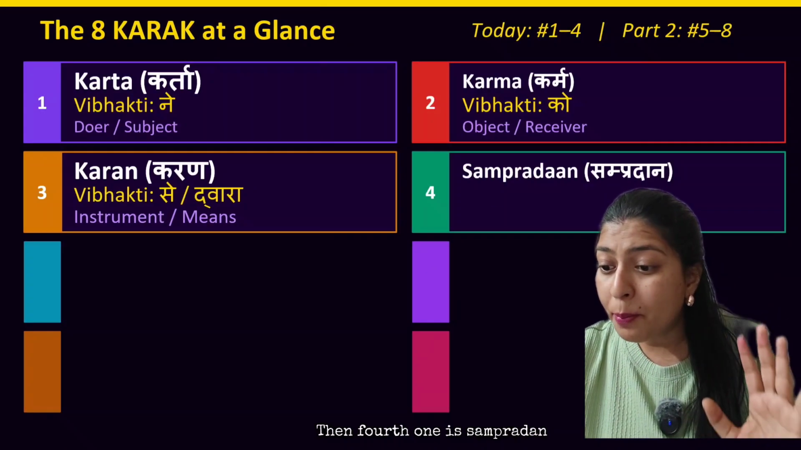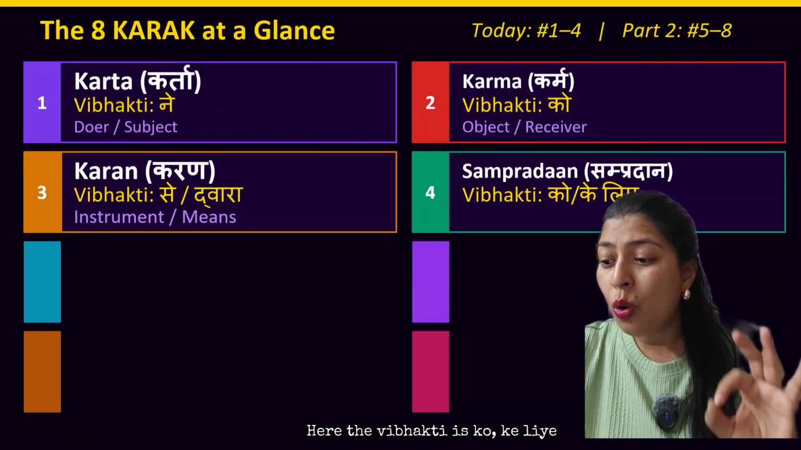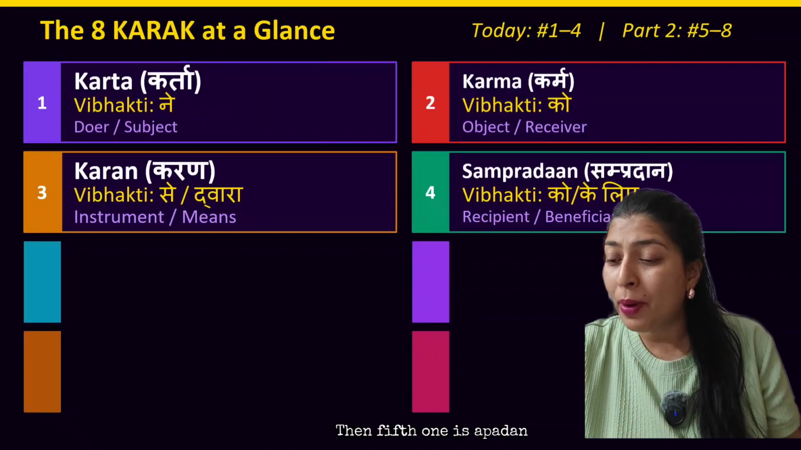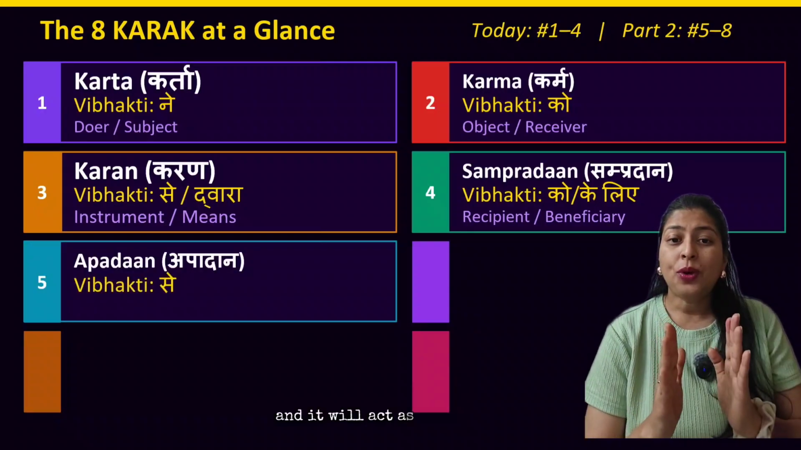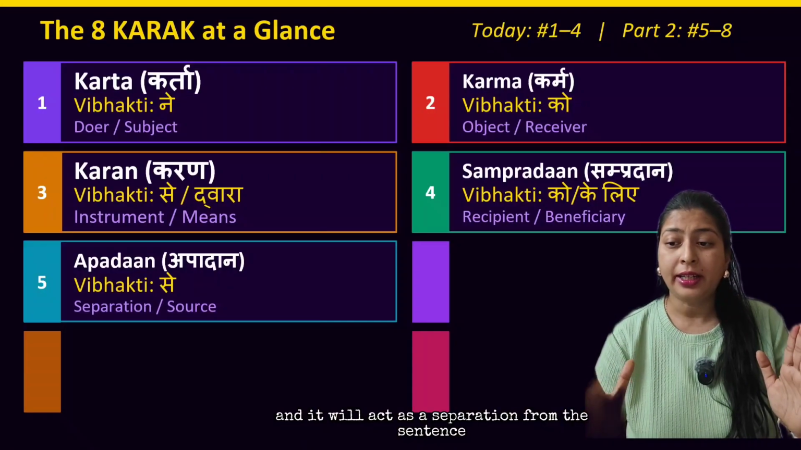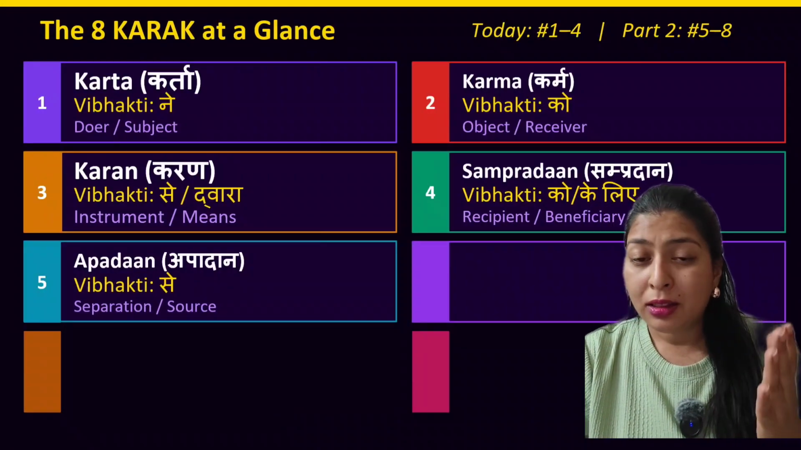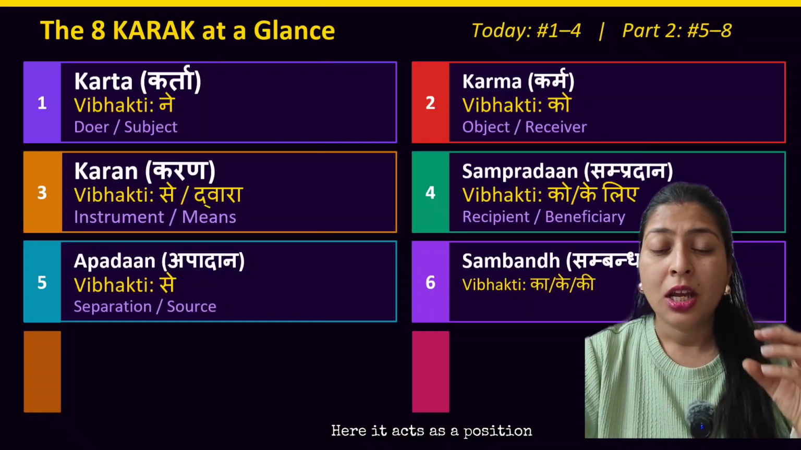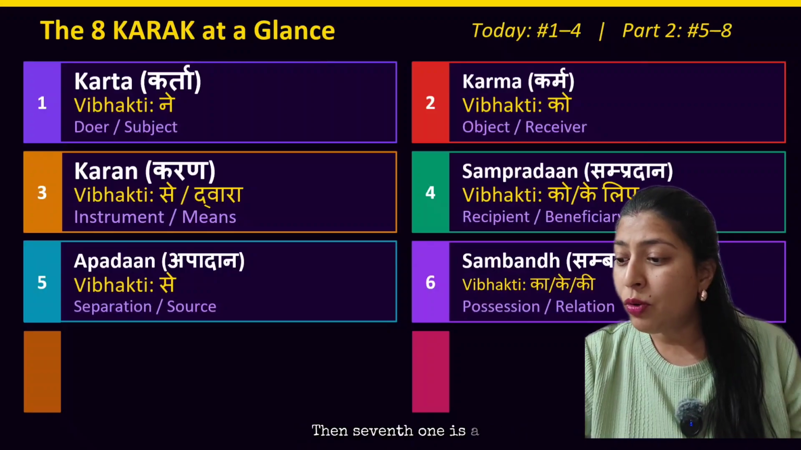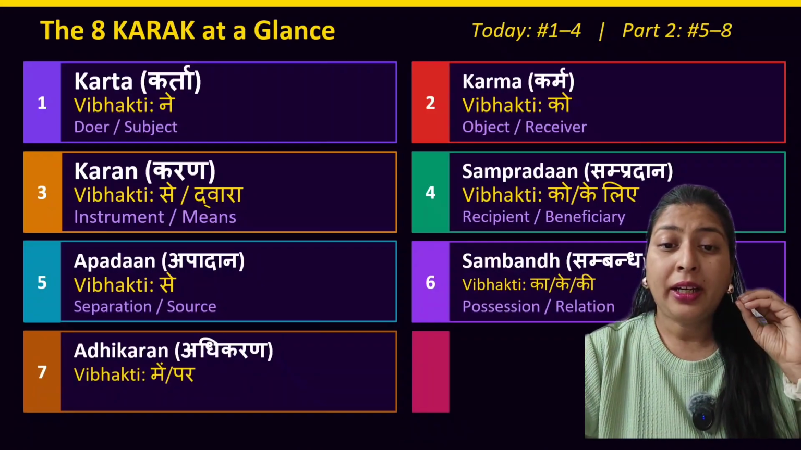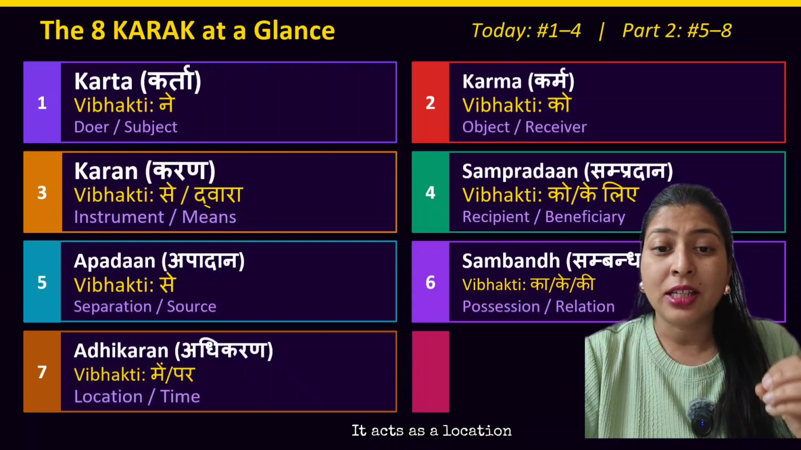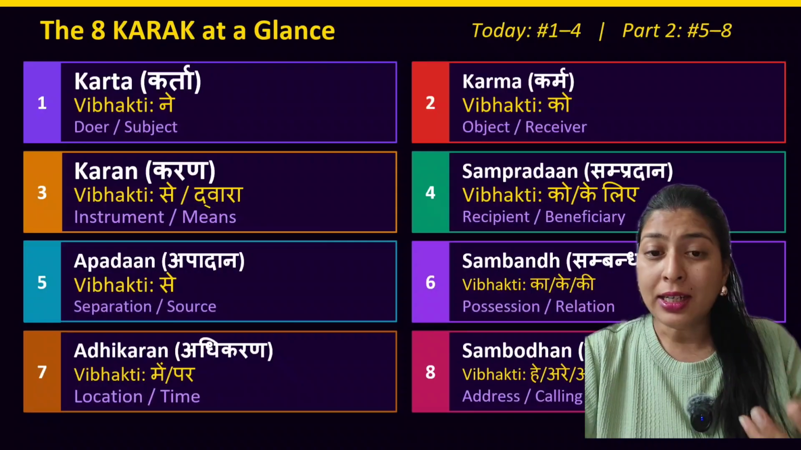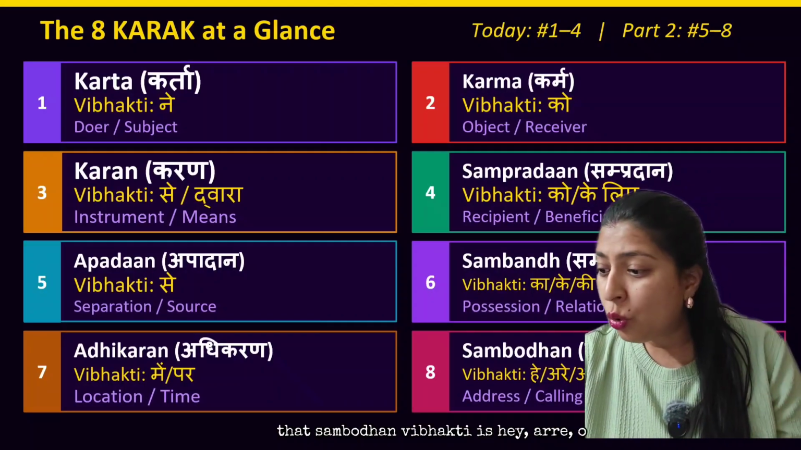Then the fourth one is Sampradan. Here the vibhakti is ko or ke liye, where the recipient receives the action. Then the fifth one is Apadan. The vibhakti is se and it acts as a separation. Then the sixth one is Sambandh. The vibhakti is ka, ke, ki, and it acts as possession. Then the seventh one is Adhikaran, with me or par. It acts as a location. Then Sambodhan, he, are, o. When we are addressing someone, the Sambodhan vibhakti is he, are, o.